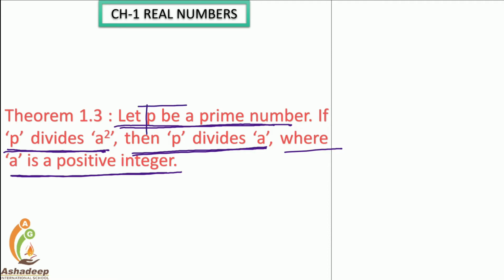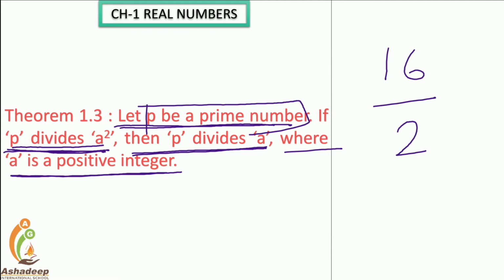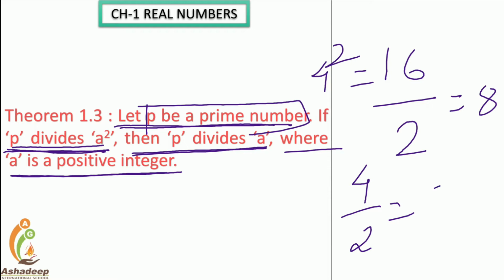Here it is written that p is a prime number. If it is a non-prime number, then it is also fine. How? Let's see. The statement is p divides a square. P divides a square means 16 divided by 2. So 2 is a prime number. 16 divided by 2, the answer is 8. Then it also divides a. This is the 4 square, so 2 also divides 4. So 4 divided by 2 is equal to what? 2. In that way, if p is a prime number and p divides a square, then p also divides a.